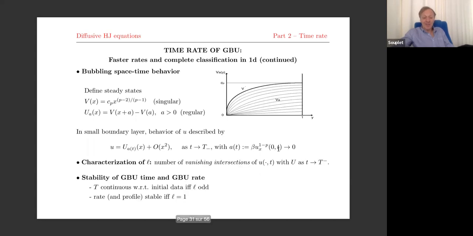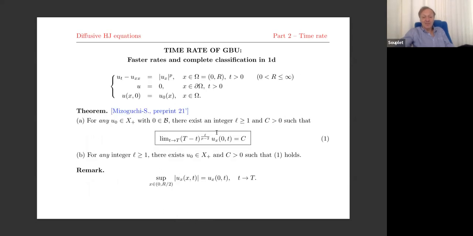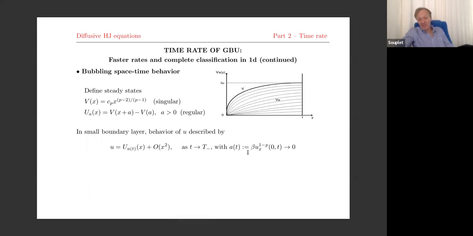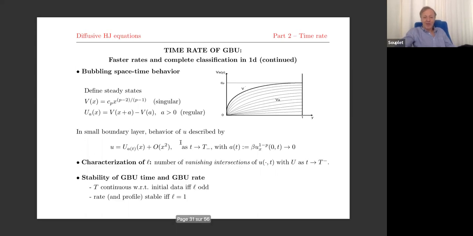So more precisely, if you have a rate like this, then you just plug it here, and you have the rate. You have the size of the boundary layer in terms of capital T minus t, plus some remainder term. So this is the bubbling behavior in a small boundary layer of this size.